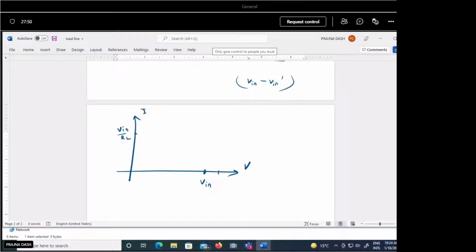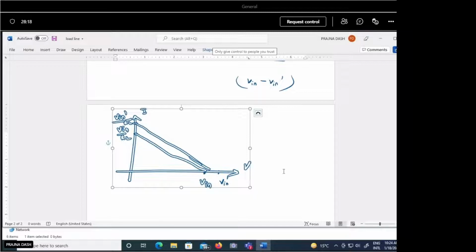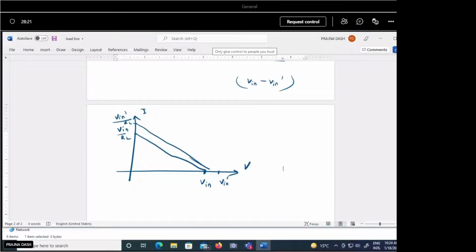Similarly, when we have the other peak, that is Vin dash, then Vin dash will be the voltage. For this we will have the current Vin dash by RL. So when we join these two points, we get a parallel line. These two lines will be parallel to each other. Suppose this is your Vin dash, and this is your Vin. So two load lines we are getting. These are the AC load lines. For different values, we get different load lines, but they are parallel to each other.